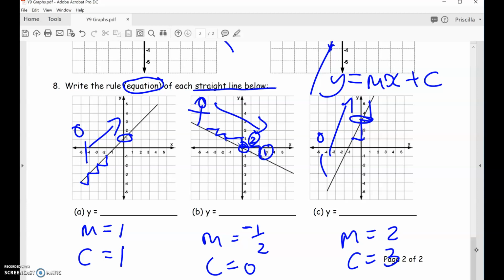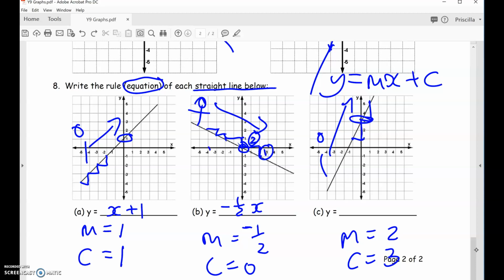So this one is y equals 1x plus 1, but we actually write x plus 1. We don't write 1x because when you multiply by 1, it doesn't change anything. Here we've got negative a half x. We could write plus 0, but actually we just don't because when we add 0, it doesn't do anything. So negative a half x.